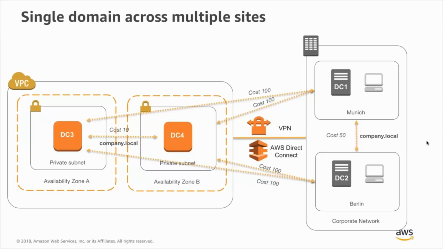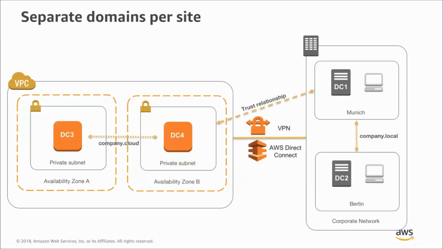And basically how you would make this work is in Active Directory, you would use the Sites and Services functionality to create another site within your Active Directory topology and add AWS to that Sites and Services. So this is very common when you want to extend your data center to AWS.